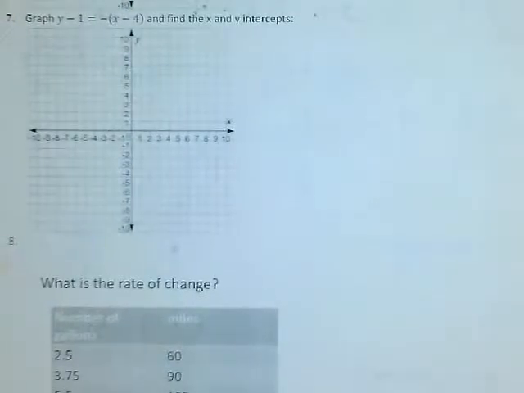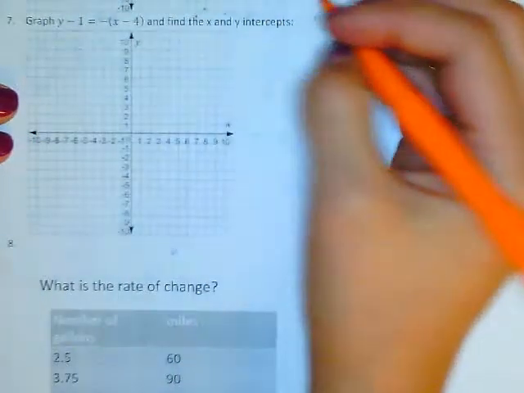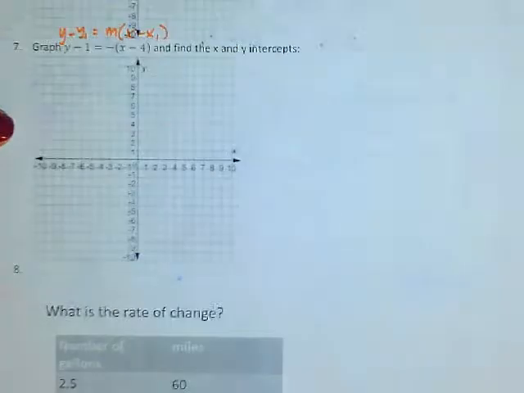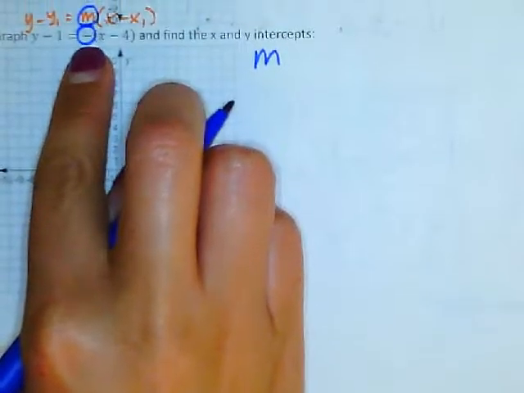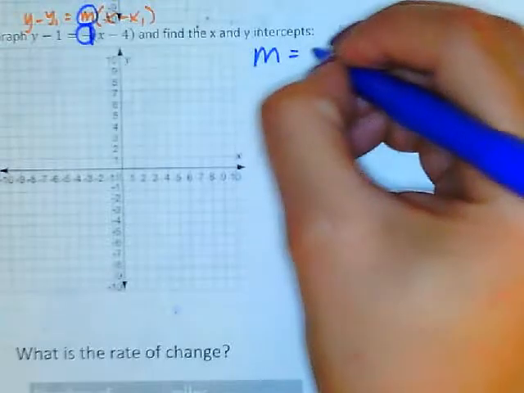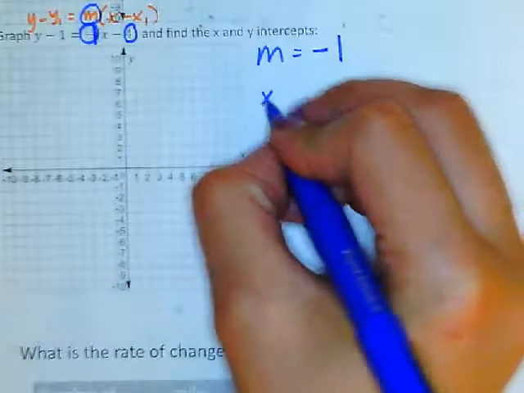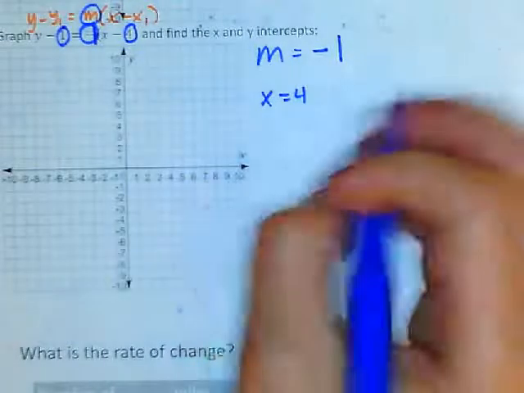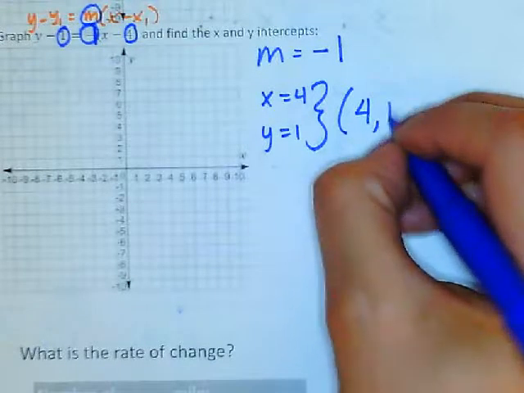All right, so for number 7, it's the same thing. We have my equation that is in y minus y1 equals m(x minus x1). So I know the parts already. So I know that my slope m should be right there. If I only see a minus, that means that there's an invisible 1, so that's going to be negative 1. My x is next to the x, so it's a 4. And my y is next to the y, so it would be a 1. So right here, my point that I'm going to start with is (4, 1).